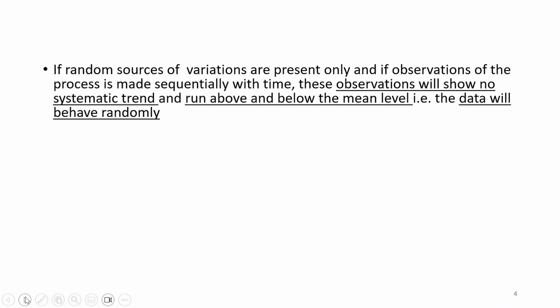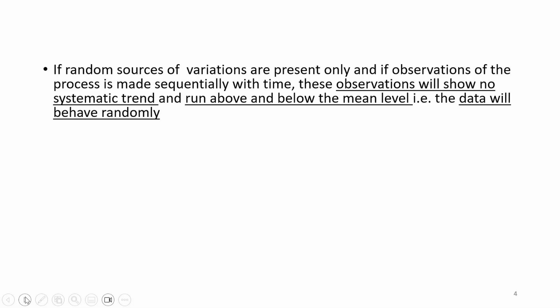See, the random sources of variations are present only if the random sources of variations are present, and if observations of the process are made sequentially with time, these observations will show no systematic trend. They will run above and below the mean level.